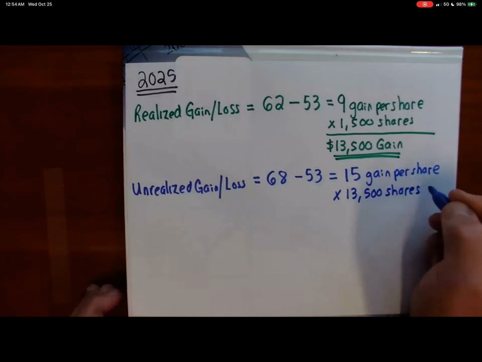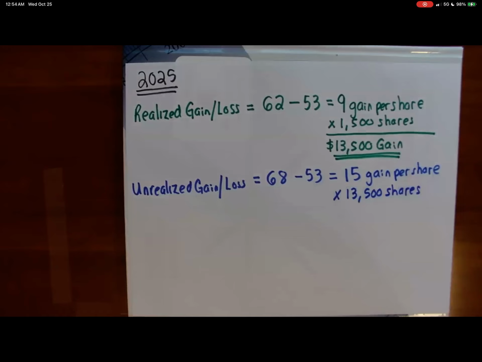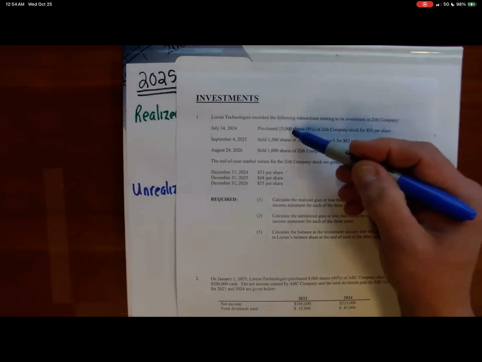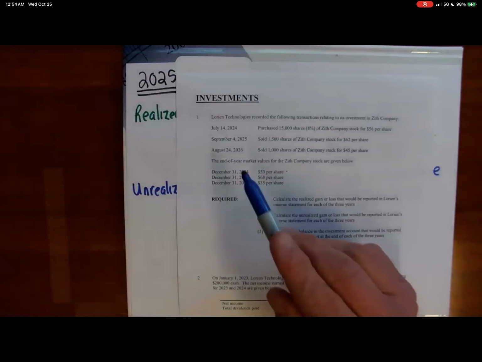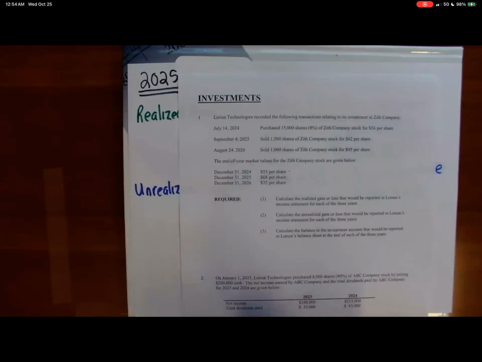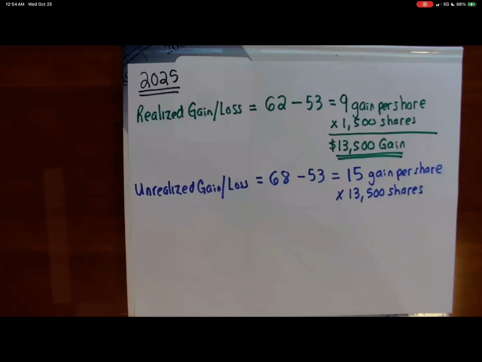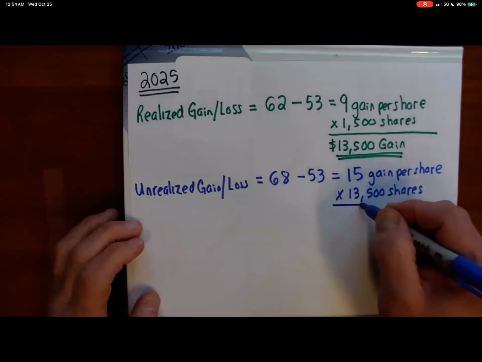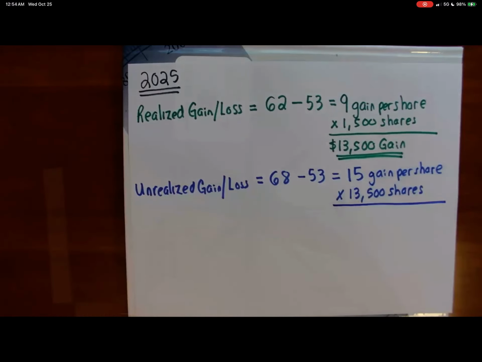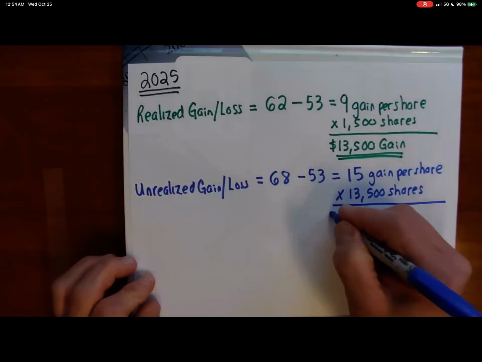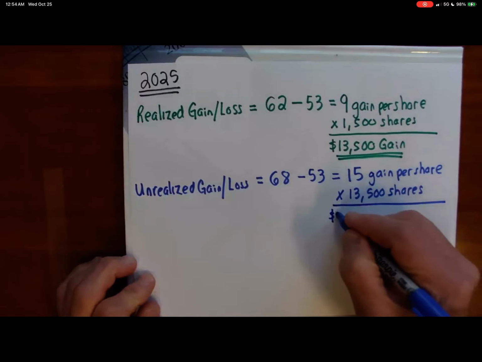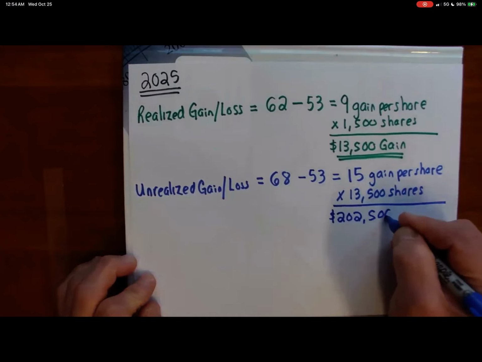The unrealized gain or loss is based on what we still have. We bought 15,000 shares. On September 4th, we sold 1,500 of them. So by the end of 2025, we still own, just like you said, 13,500 shares. Each one has a $15 unrealized gain per share. Total unrealized gain for the year, $202,500.